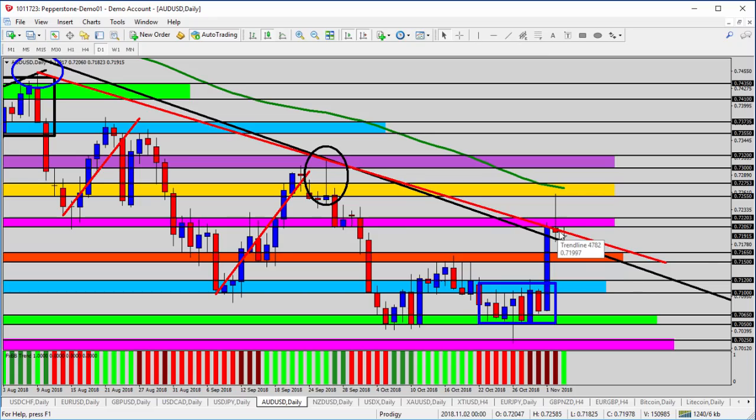Interesting candle on Friday: the smaller body, long wick on top. The reason I point that out is right there in the black circle. You can see that's what happened here. We see a small body with a long wick on the top.